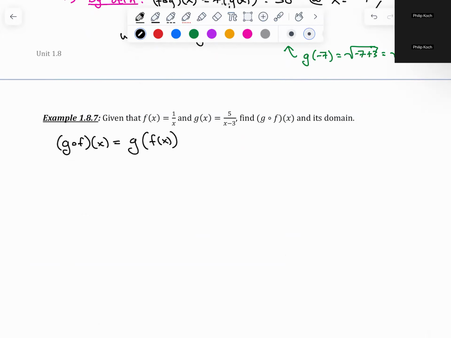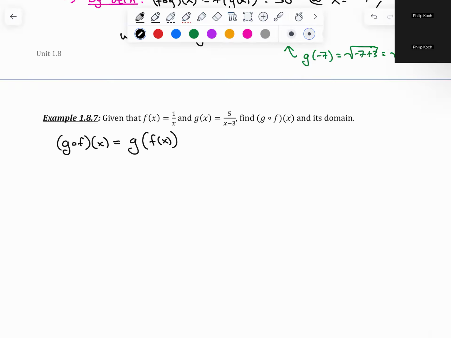So to explain it one more time, the reason why we have to do step 1 is that we need to make sure it can be plugged into f first, because if it can't be plugged into f, then we have nothing to plug into g. We have nothing to plug into the outer function.